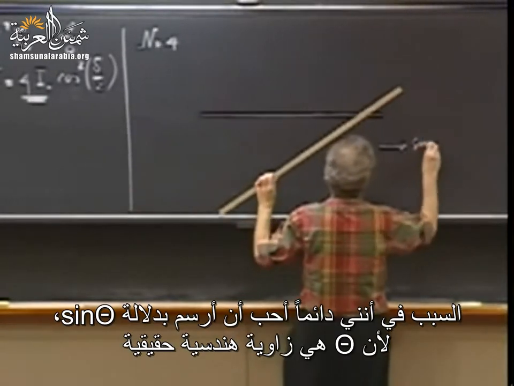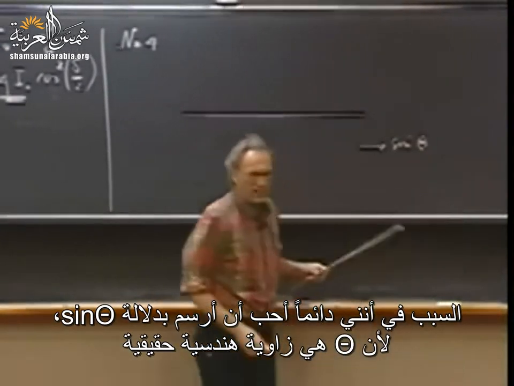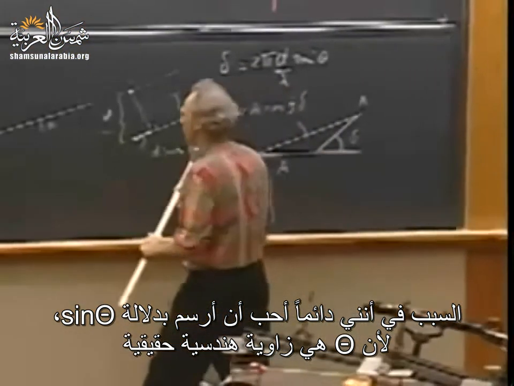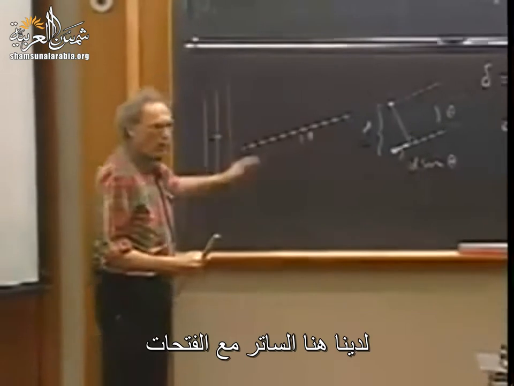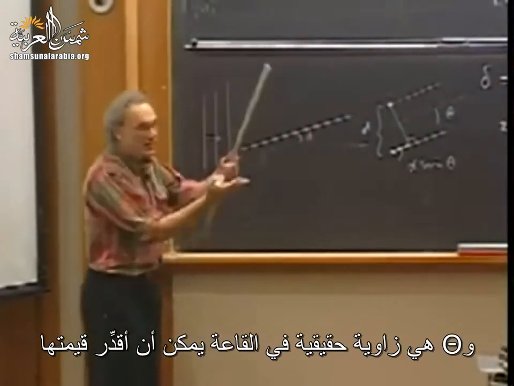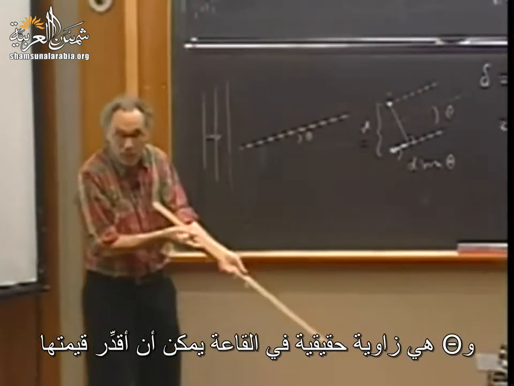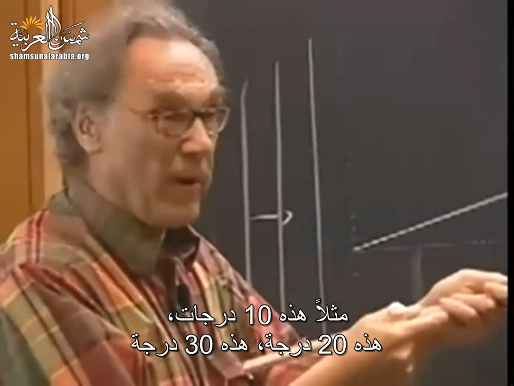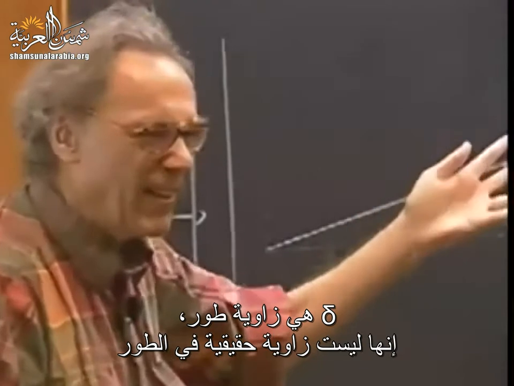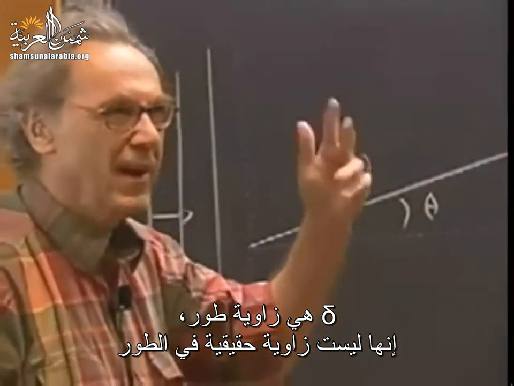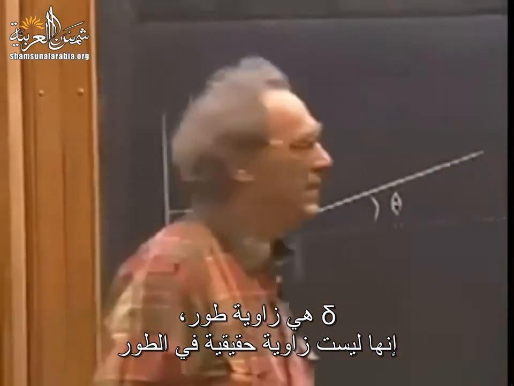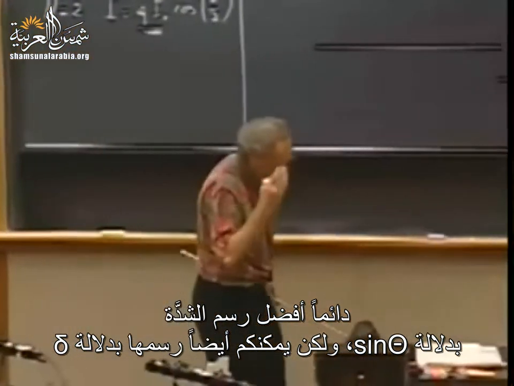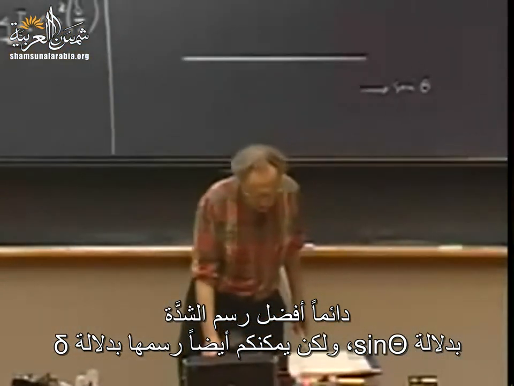The reason why I like to always plot things in terms of sine theta is that theta is a real geometrical angle. Here is this screen with the openings, and theta is an actual angle in the lecture hall. So theta is something that I can immediately relate to. This is 10 degrees, this is 20 degrees, this is 30 degrees. Delta is a phase angle, right? That's not a real angle in space. And so I always like to plot the intensity in terms of sine theta, but you can also do it in terms of delta if you want.